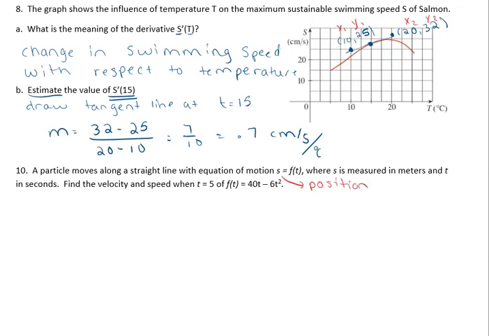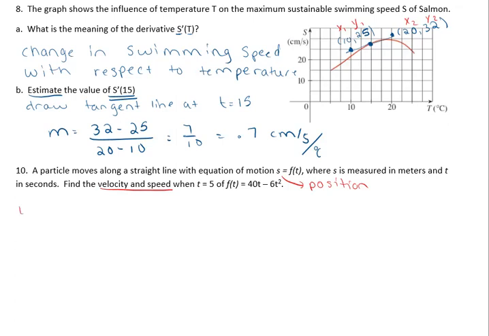And we know its position because it's s and it's measured in meters. So that's the location, that's the position function. If we have the position function and we want the velocity and the speed, the derivative of position is velocity. So that's what we're hoping to find with the velocity and speed right here. The derivative of position is velocity. So let's take our derivative.